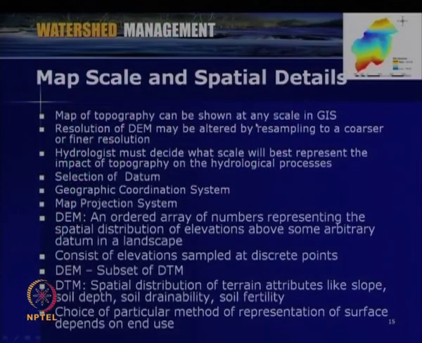Now some other issues, like map scale and spatial detail within the GIS environment. The details are mentioned in this slide. A map of topography can be shown at any scale in GIS. So it can be 1:50,000 or 1:10,000, whatever scale we want to represent. The resolution of a digital elevation model may be altered by resampling to a coarser or finer resolution. So if coarser data is available, we can make it finer by using the resampling option. And then the hydrologist must decide what scale will be best.